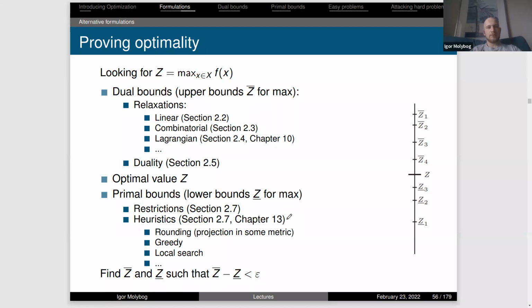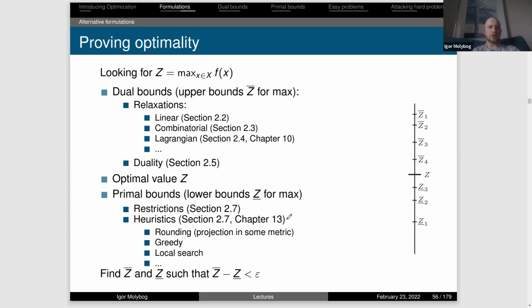After we completed formulations, we switched to the actual solution of the problem, and we realized that solving an integer programming problem is a complicated task, and one thing that might bring us one step closer to its solution is being able to establish bounds on the values of the problem.